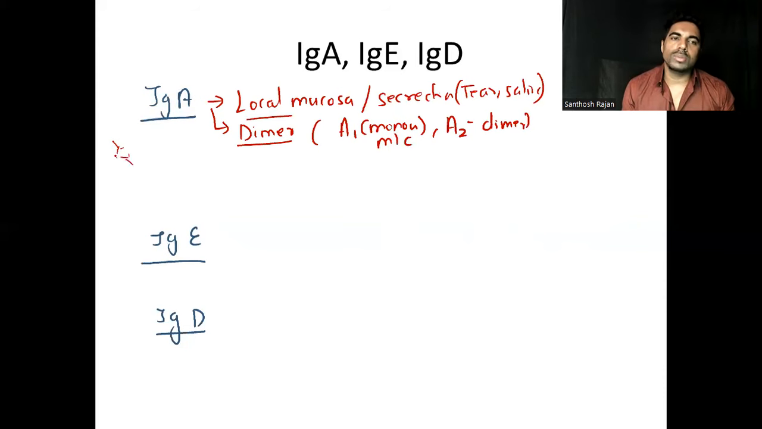But how do they join? They join by a chain called the J-chain. J-chain, okay? That one is important. So this is the local immunity, and the dimer is present in all secretions. Okay, that's it. This is very important in IgA.